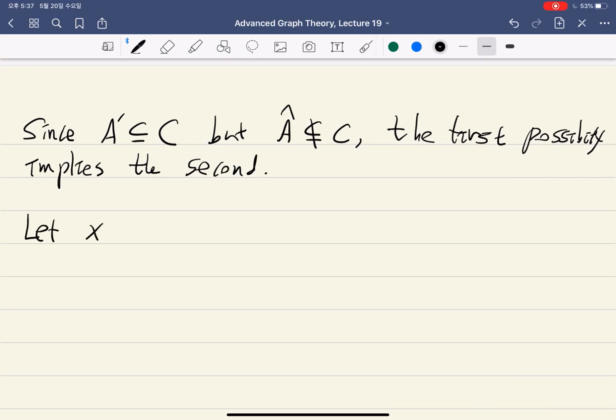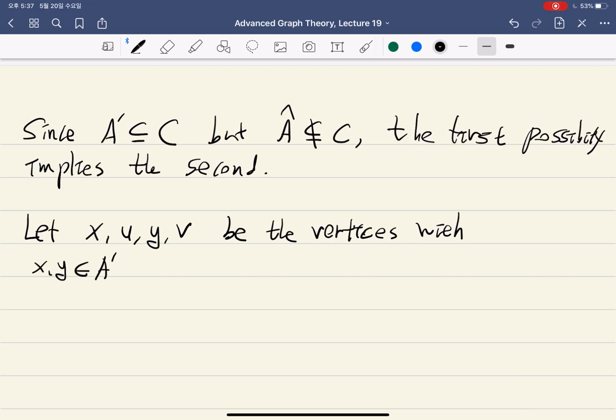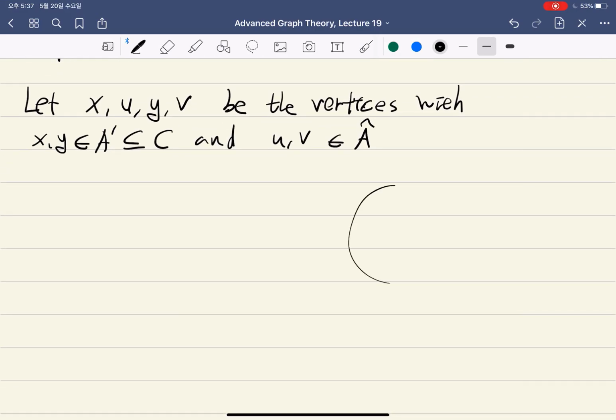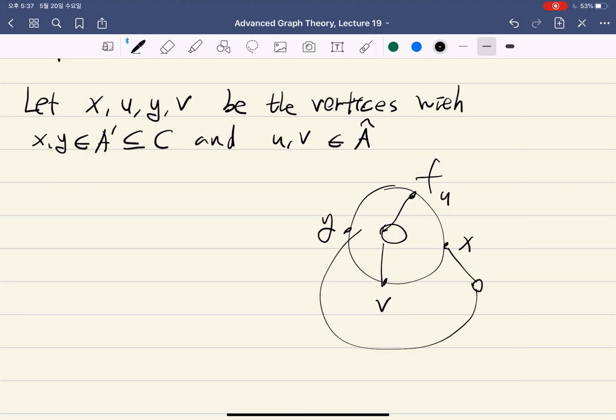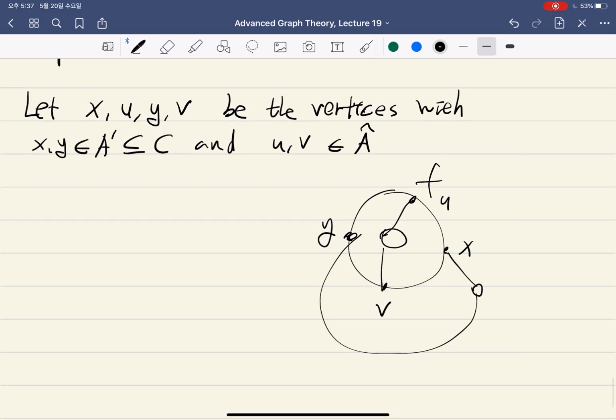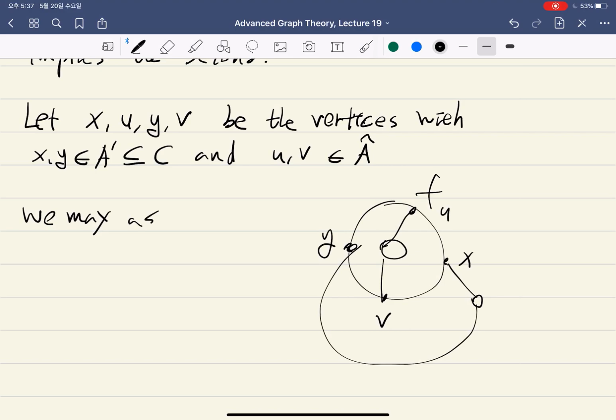So let X, U, Y, V be the vertices with X, Y in A prime, which lies in C, and U, V in A hat. So you have F, U, V, and X, Y. So we may assume that U is not in C.